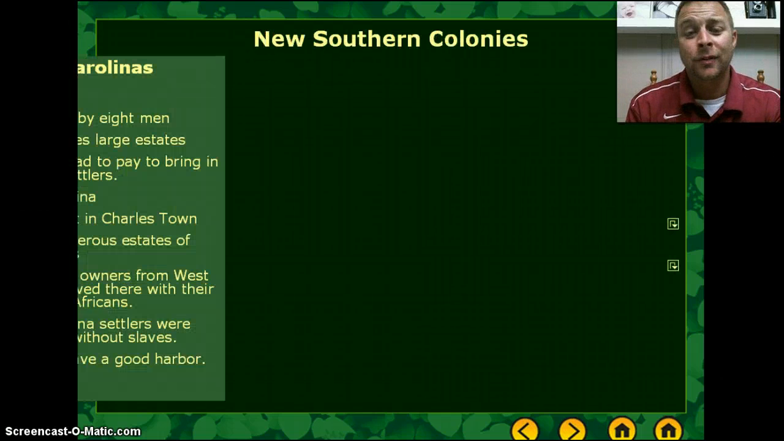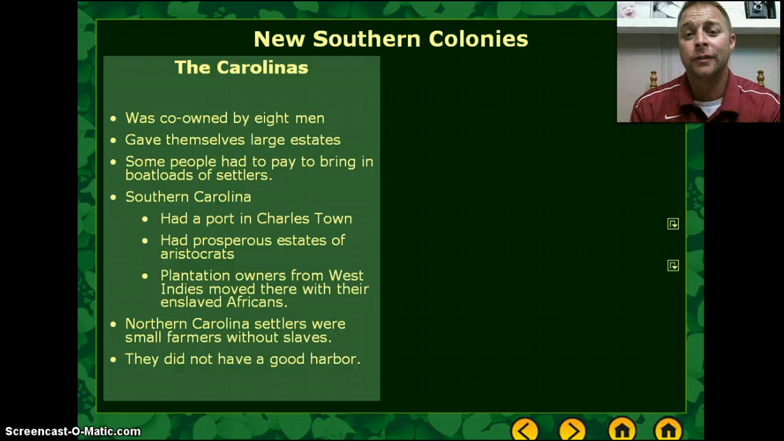Now, religion is going to play less of a role in the southern colonies. The Carolinas, for instance, what becomes North and South Carolina, was co-owned by 8 men, and they gave themselves very large estates, and people had to pay to bring in settlers. In South Carolina, you had a good port in Charlestown, later known as Charleston, prosperous estates, aristocrats, and a plantation economy develops there. North Carolina is basically settled generally by small farmers with no slaves, and North Carolina didn't have the natural harbor to help it develop the trade of cotton as South Carolina did.